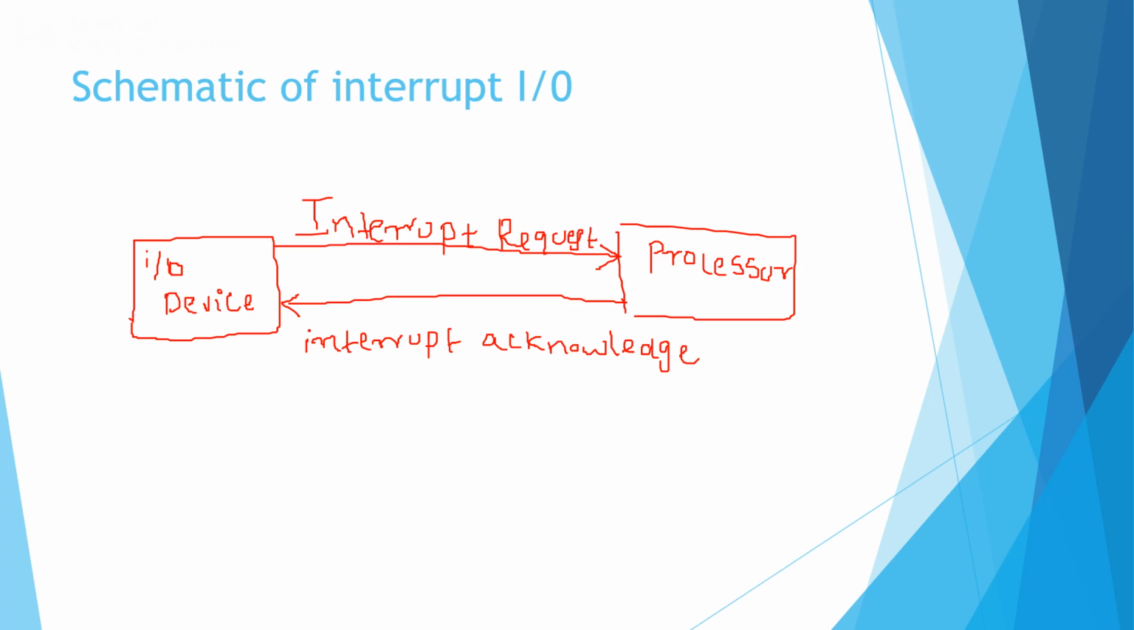With respect to that, the processor uses one more hardware control signal, which can be placed on the processor bus, called the interrupt acknowledgement signal. After receiving the interrupt acknowledgement signal, the external device will deactivate the request signal.